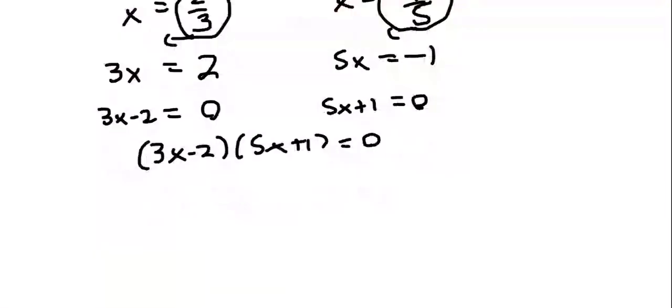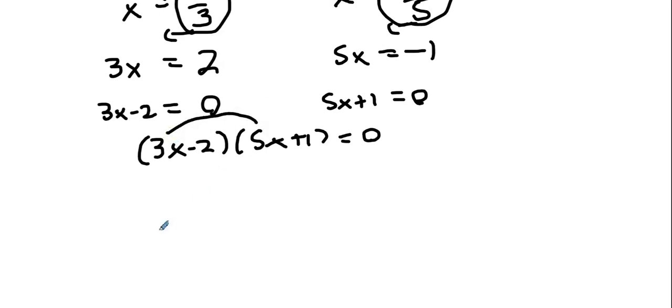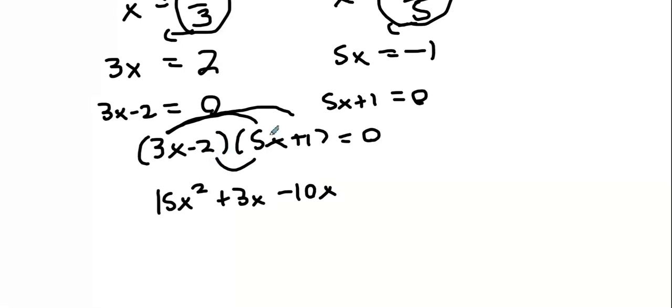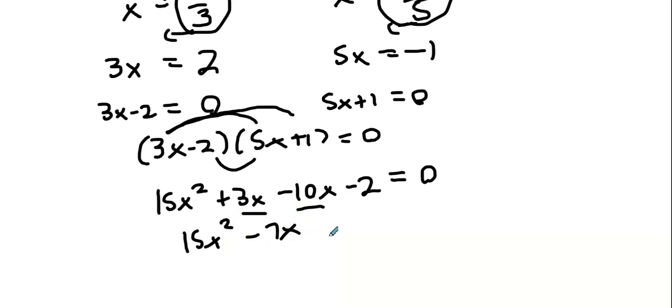Now we're going to multiply them out. 3x times 5x is 15x squared. 3x times 1 is plus 3x. Minus 2 times 5x is minus 10x. Minus 2 times plus 1 is minus 2. Then you're going to get 15x squared, plus 3 minus 10 is minus 7x, minus 2.